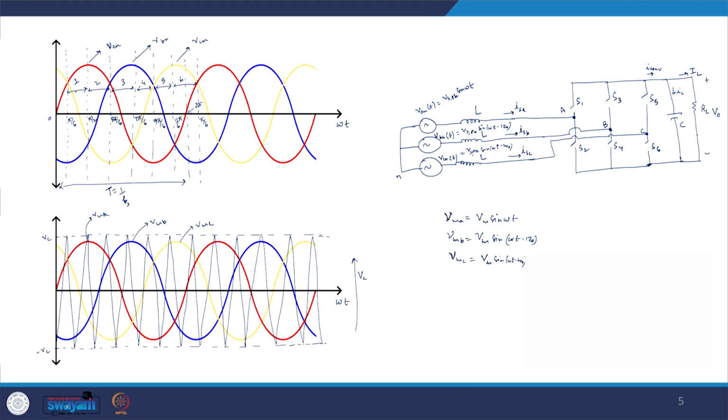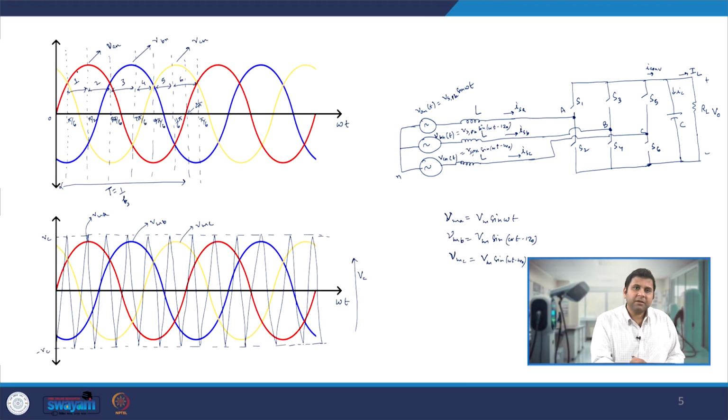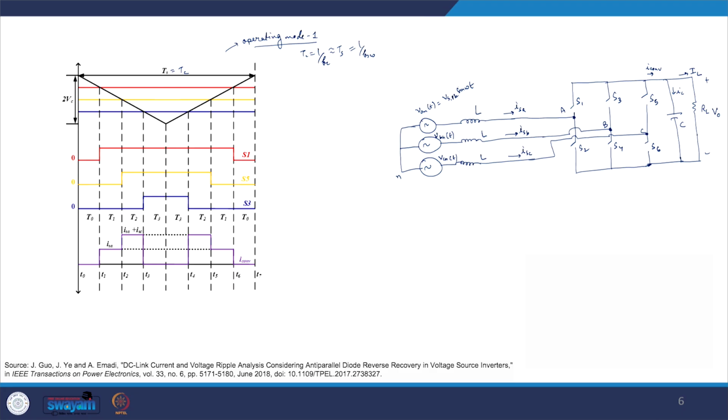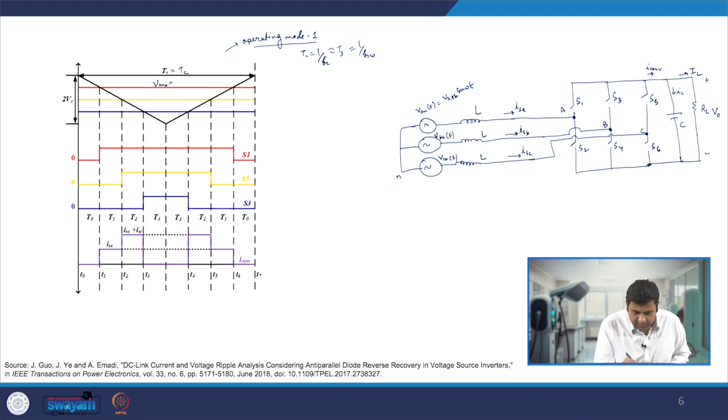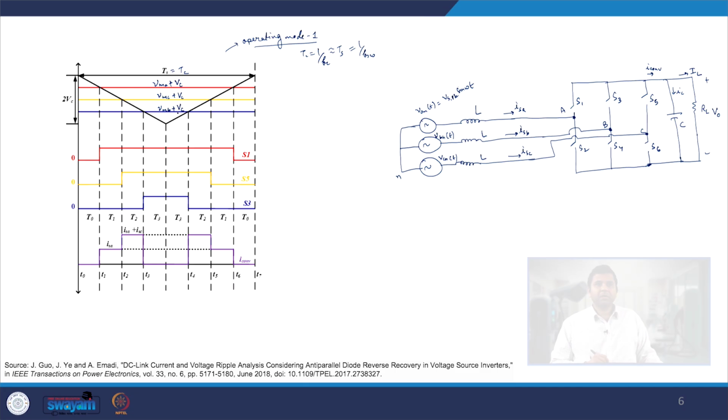Now if we take operating mode 1, the top one is the VA phase, the middle one is the VC phase, and the last one is the VB phase, and we have added a constant voltage of VC such that everything becomes positive value. So our red sampled value will be VMA plus VC, the yellow one will be VMC, because we have the C phase coming, plus VC, and this is VMB plus VC. This is what we will get.